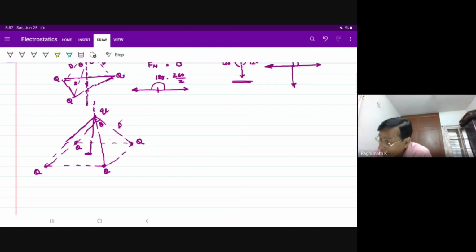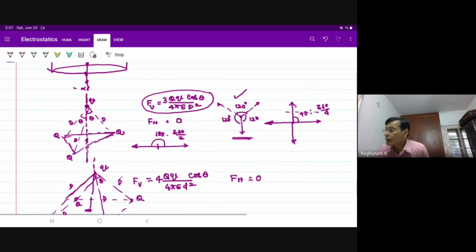and the distance is capital D, which definitely depends upon the height, right? For a given square, each charge exerts a force equal to capital Q small q divided by 4 pi epsilon d squared. The vertical component F vertical is equal to 4 times capital Q small q cos theta, and the horizontal component is 0, because I will get this case.